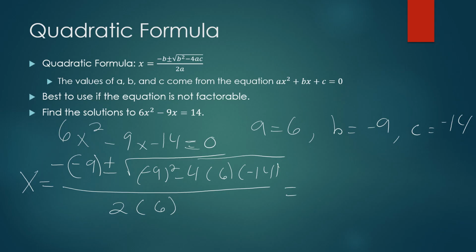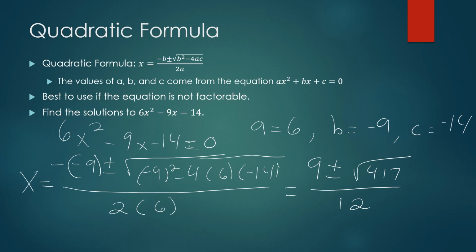By doing some quick calculations, we'll find that we'll get 81 minus 4 times 6 times negative 14. We're going to get 9 plus or minus the square root of 417 all over 12. Now, 417 is not a perfect square. You're not going to be able to find it. Now, 4 plus 1 plus 7 is 12, so there's a factor of 3. But that's not a perfect square, so we can't factor that either. So in reality, this would be the simplified answer to our problem.